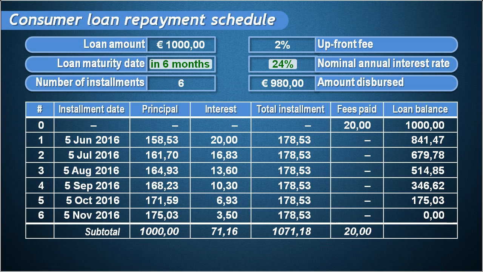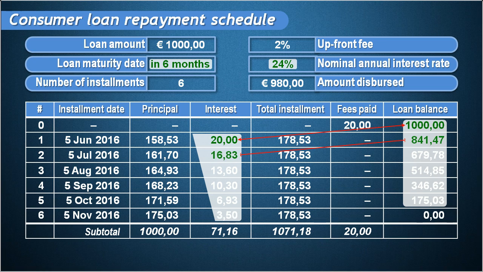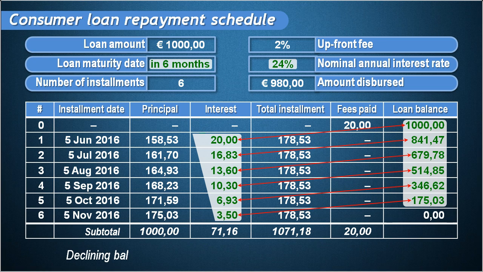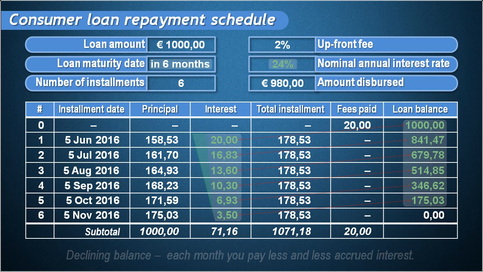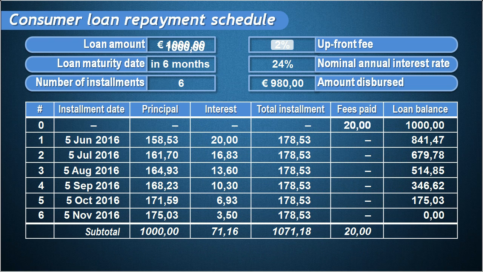Moreover, your interest rate is charged on declining balance. This means each month you pay the interest only on the amount of the loan that is left to be repaid. It means each month you pay less and less. With the loan disbursement, you pay also 2% of upfront fee. It means the amount disbursed is decreased by this fee.